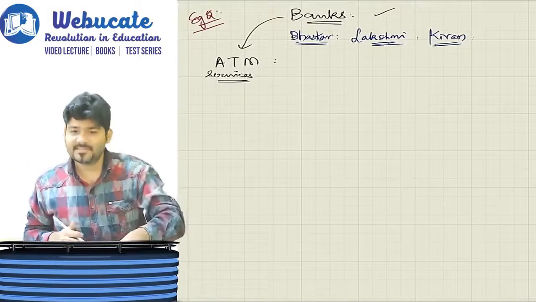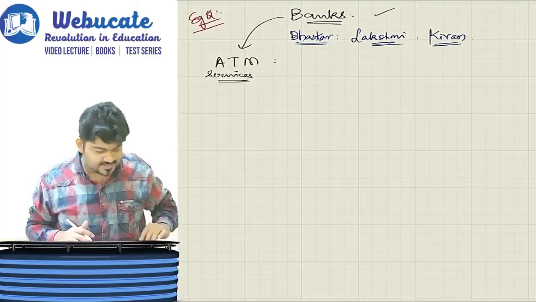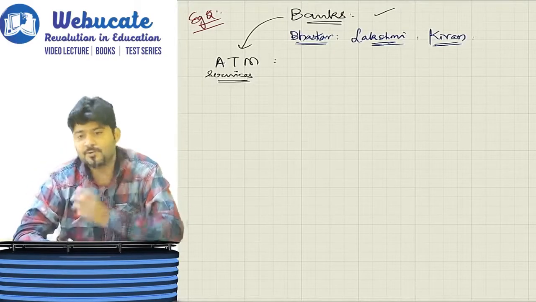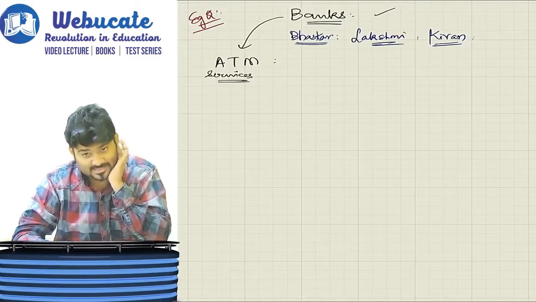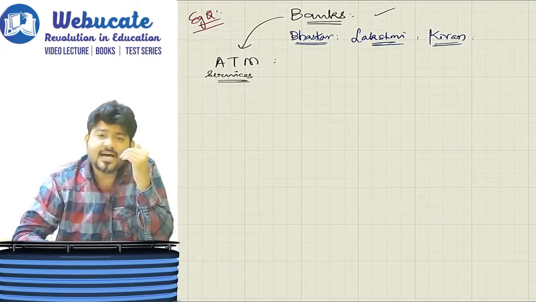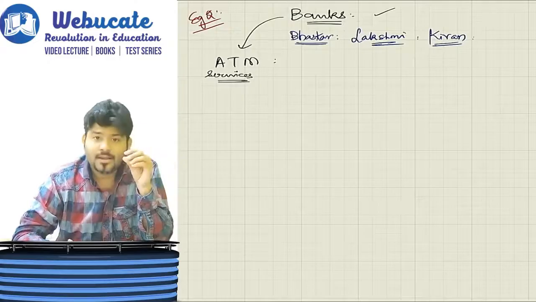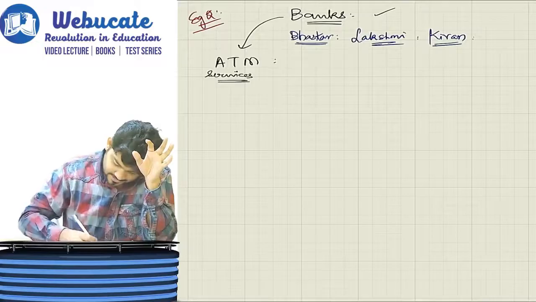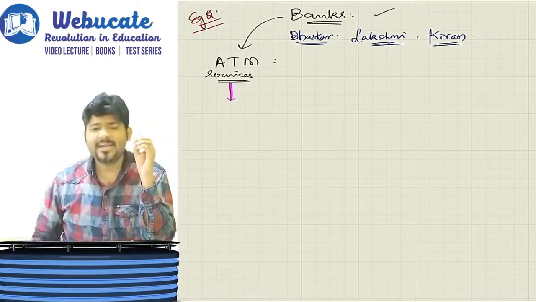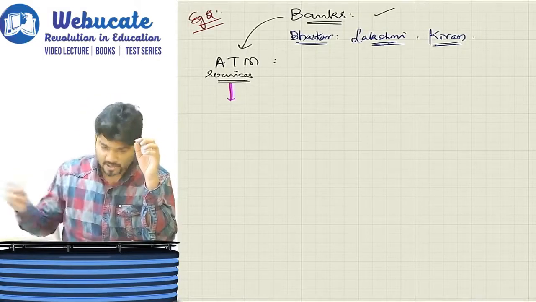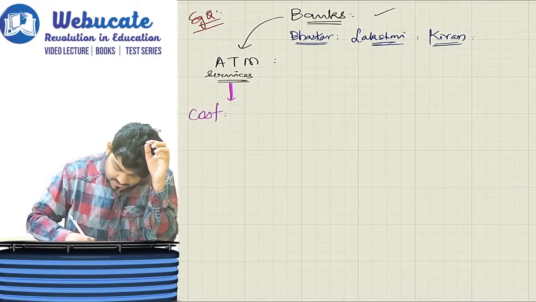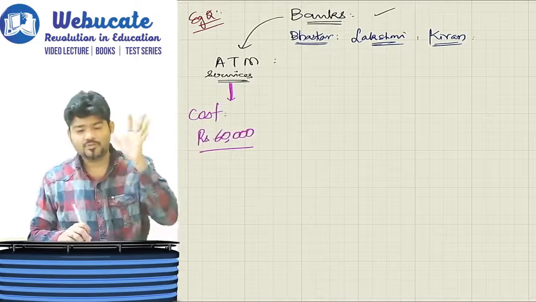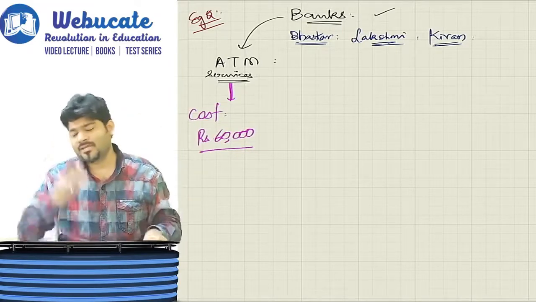We have ATM services. Now ATM services come with a cost. So is the cost going to be recovered from people like you and me who are the customers or clients for the banks? The answer is yes, sir. Let's assume that ATM services for the bank cost rupees 60,000. And the bank has only three customers.